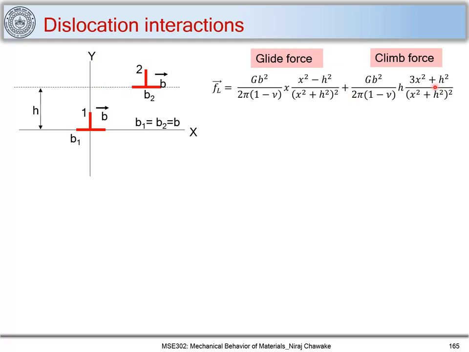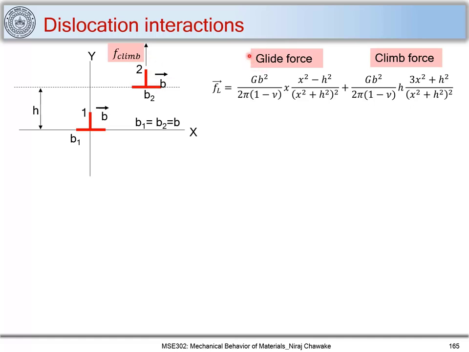If you look at the climb force, which was acting along j, that is along y direction, you can see that h is positive here, and all the terms were for positive x. You can say that for all x the climb force is along positive y direction. So you have climb force acting along y direction, on the upside, so this dislocation will climb up. The stress field around dislocation 1 causes a positive climb force acting on dislocation 2, which will move it up.